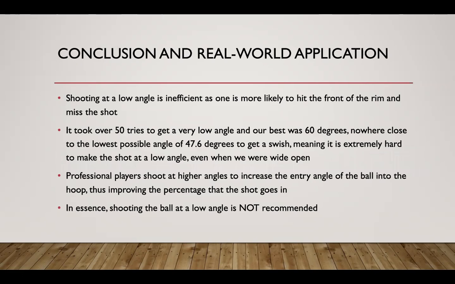So, real life shooting is much different than the calculated shots that we had in our experiments. Shooting at a low angle is insufficient as one is more likely to hit the front of the rim and miss the shot. And it took us a lot of tries to even get close to this low angle that we thought was close to 47.6 degrees, but it was much higher at around 60 degrees. And it's extremely hard to shoot at such a low angle because your body normally wants to shoot the ball in a normal shot form, and trying to do that would end up in a higher arcing shot, which would have a higher initial angle.